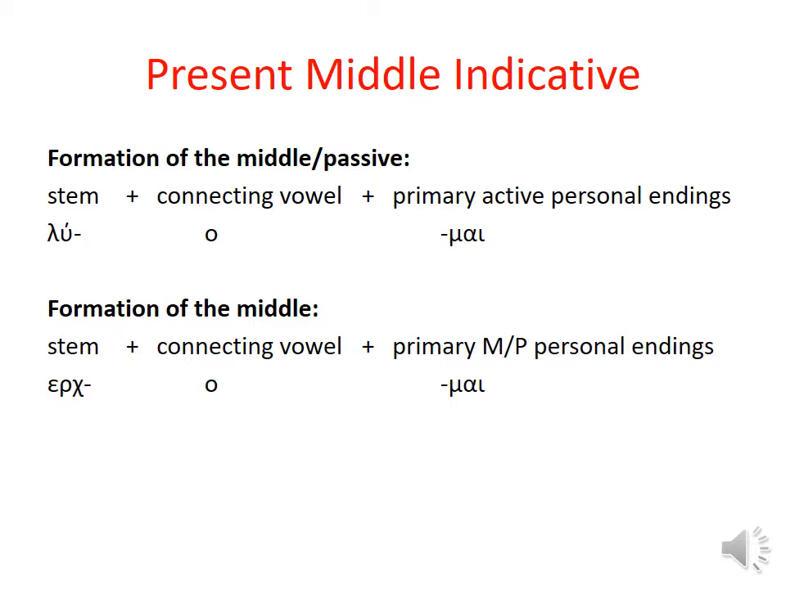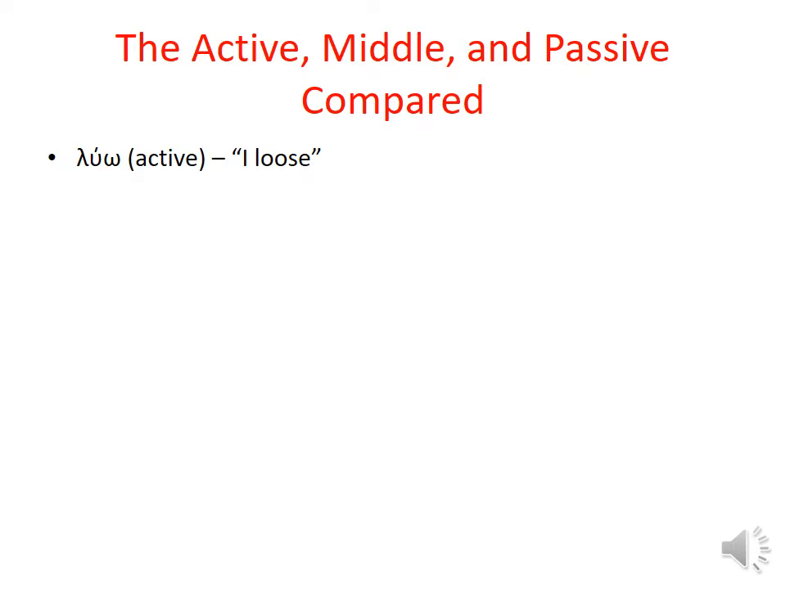So they'll be formed in the same way, but look at this verb erchomai. Erchomai means to come. Now, you can think of the act of coming as an active act, but it's impossible to make this a passive act. And in this sense, it's probably best categorized as middle. And again, the nature of the middle I'll explain just now.